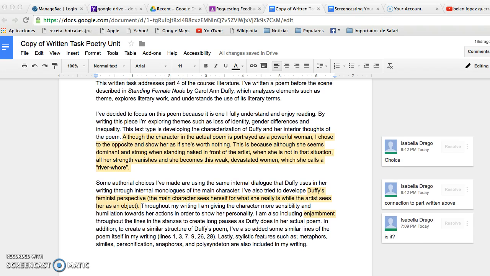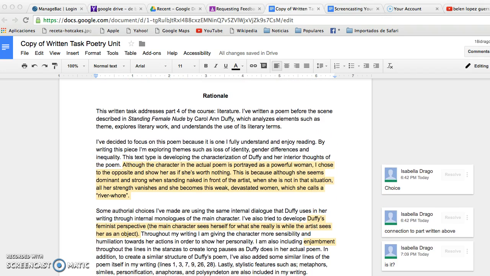Something I wanted to ask you about my rationale is, I don't know if you remember, but you told me to create my poem as if the main character of the poem, the standing female nude, was actually powerful, feeling confident and having a lot of strength, as standing naked in front of a stranger is something that you need to feel confident about. So that makes the character seem a more powerful woman.